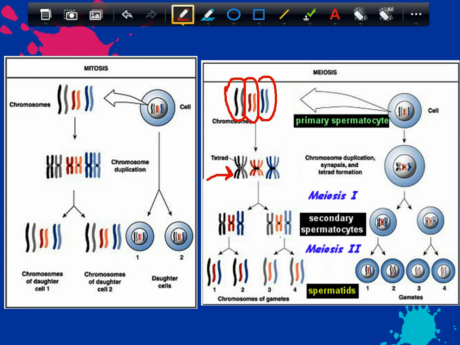Now, this is what you would see in the primary spermatocyte right there. Remember, it's 46 chromosomes total. Everything is normal. It's 2N. Okay, we start into meiosis. It's the primary spermatocyte that starts meiosis.